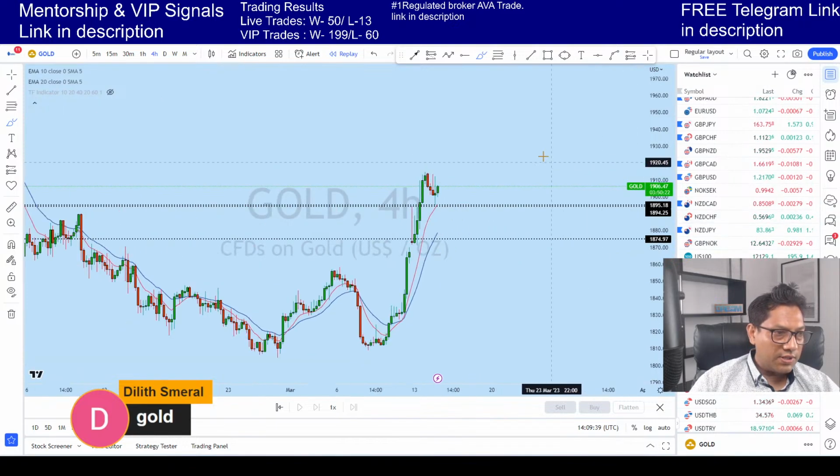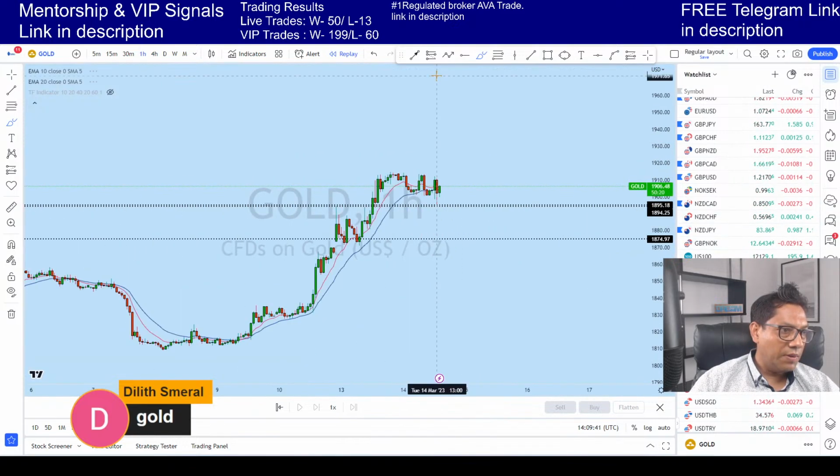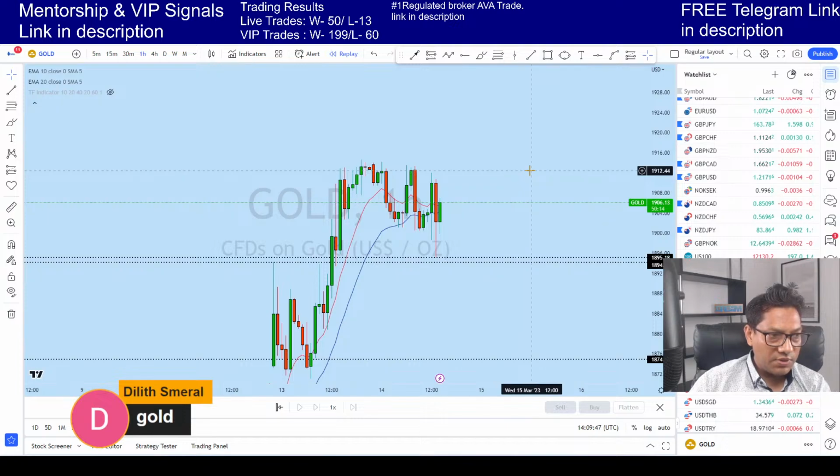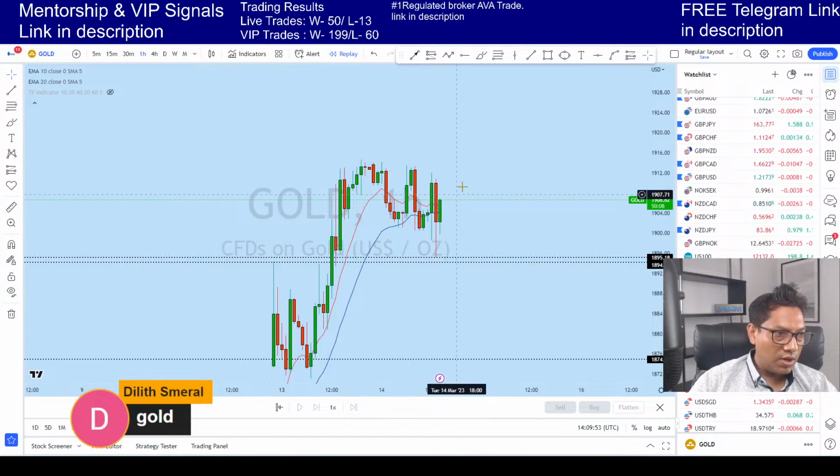We see gold has again bounced to the upside, very, very volatile and very unpredictable. You see multiple times liquidity gap. There is one here, grab liquidity, and there is another one here, also grab liquidity here.